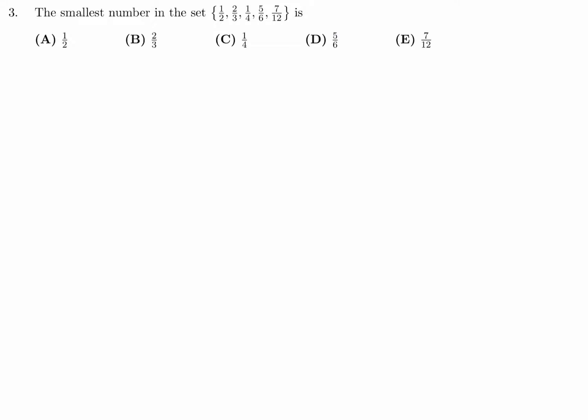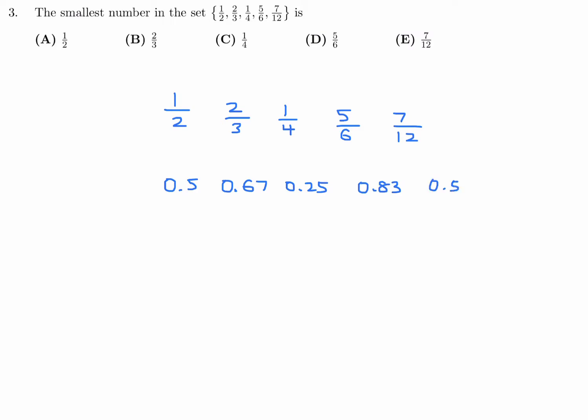The smallest number in the set is... What I like to do is convert them to decimals, and you can do that in your head pretty quick. Half is 0.5, 2 over 3 is approximately 0.67, a quarter is 0.25, 5 over 6 is about 0.83 probably, and 7 over 12 is 0.5 something, 0.58 maybe. And as you can clearly see, the smallest one is this guy, which is a quarter. So number 3, the answer is C.